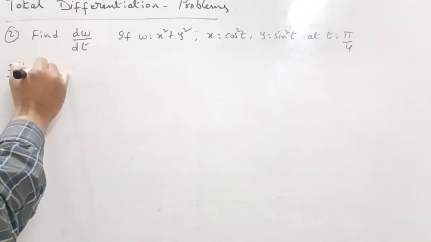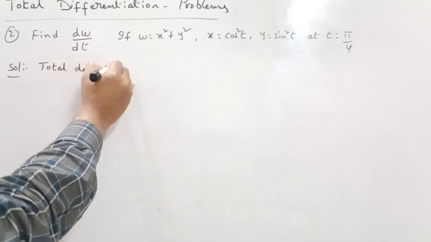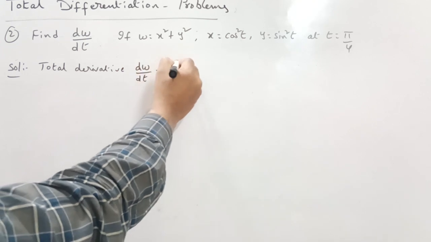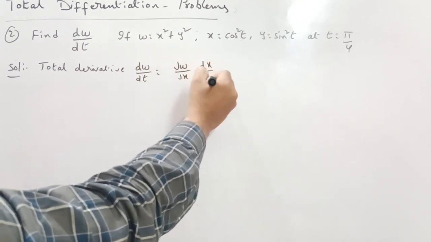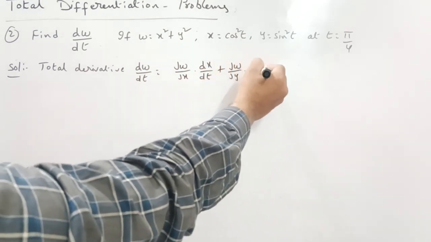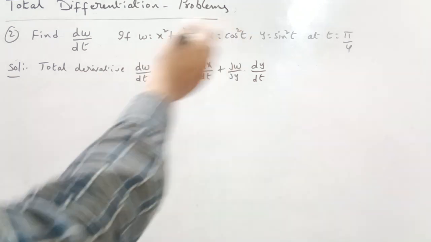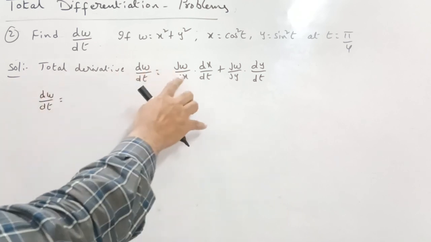Now by total derivative, what is the formula? dw by dt is equal to dou w by dou x into dx by dt plus dou w by dou y into dy by dt. This is the formula, correct? Now substitute here: dw by dt is equal to dou w by dou x.